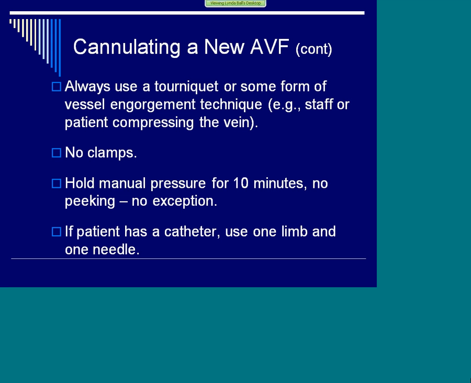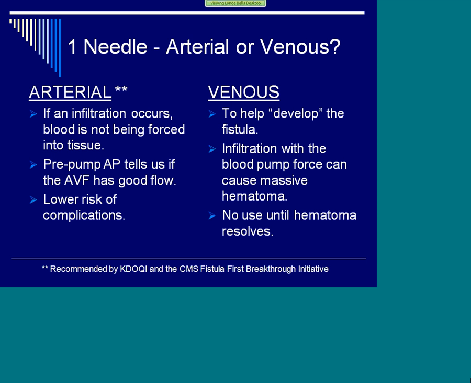And if a patient has a catheter, and we're going to use one limb of the catheter and one needle, we're going to use the arterial as the needle stick. We're going to pull from that access, not push into the access. And the recommendation is by K-DOQI and by the Fistula First Breakthrough Initiative. I know when I started dialysis, we always used the venous one because we were going to help it develop.